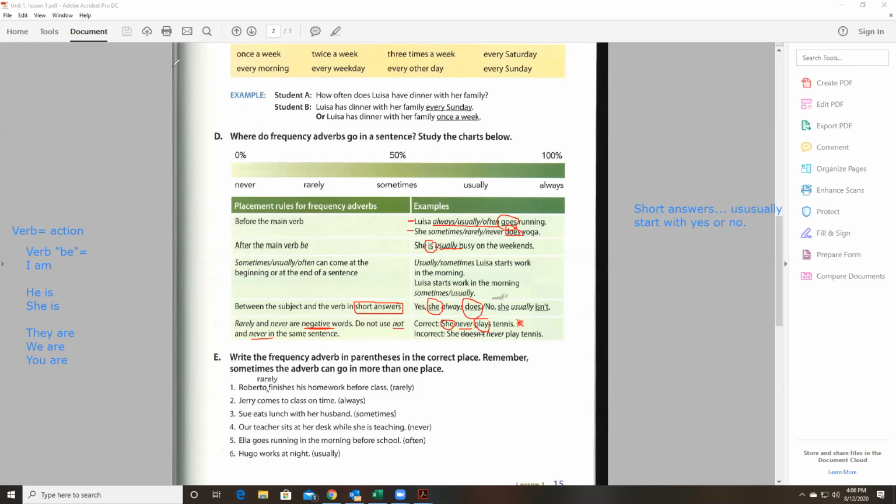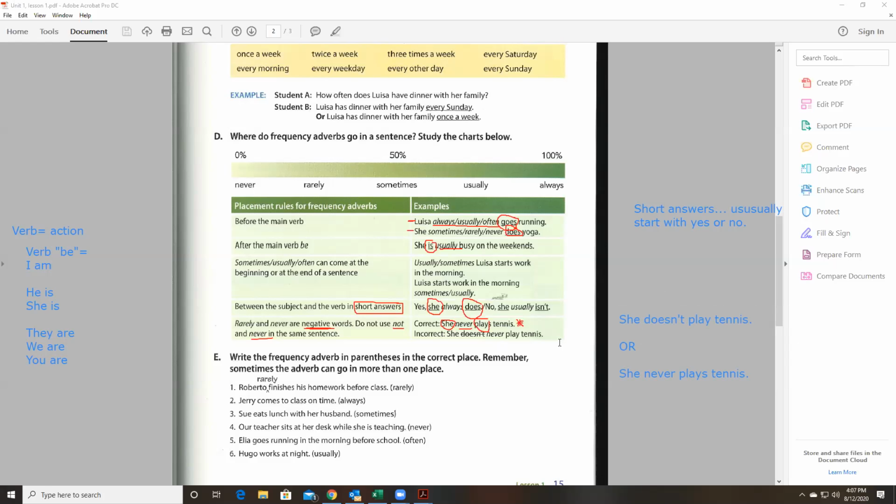No, you can have, puedes escribir, she doesn't play tennis, or she never plays tennis. But you cannot have the same negative word in one sentence. Okay? All right. Now let's look at E. It says write the frequency adverb in parentheses in the correct place. Remember, sometimes the adverb can go in more than one place. So there can be more than one answer.